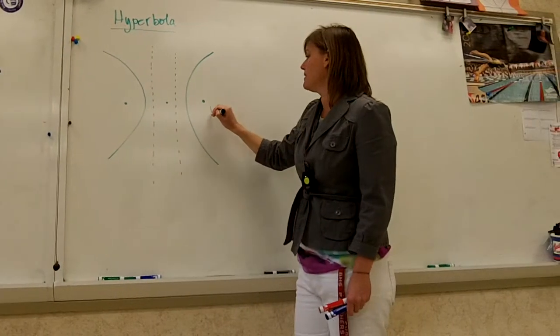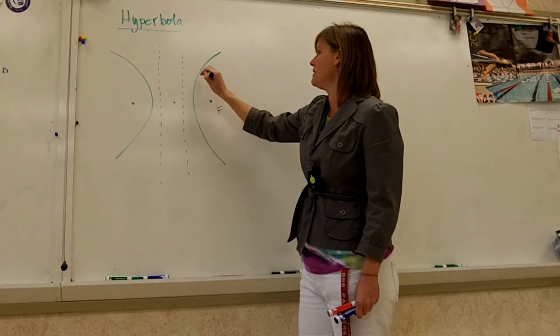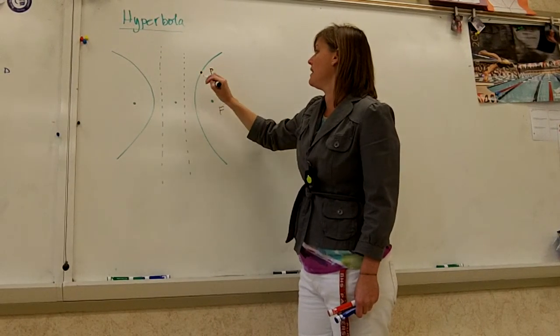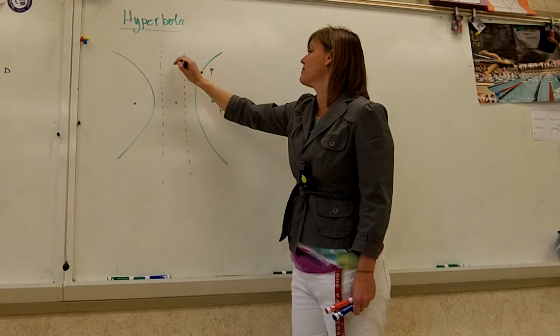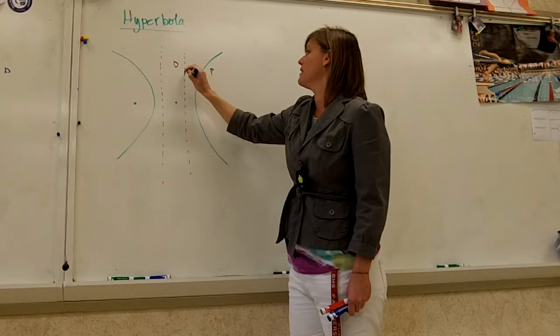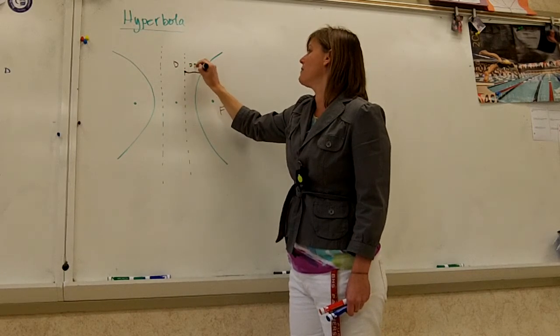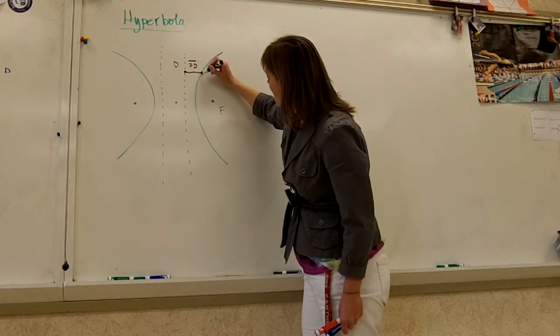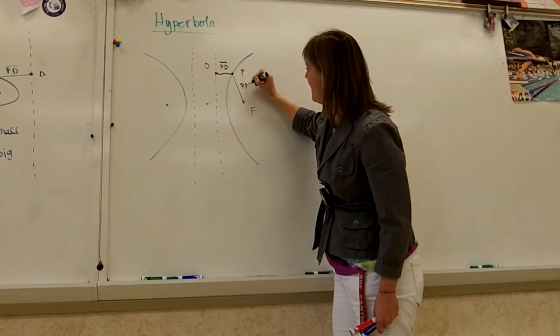So let's look at here. This is going to be my F, my focus. This is going to be P, and this over here is going to be my D because it's on the directrix. So here's my ratio, my PD, and then here, this situation right here would be my PF.